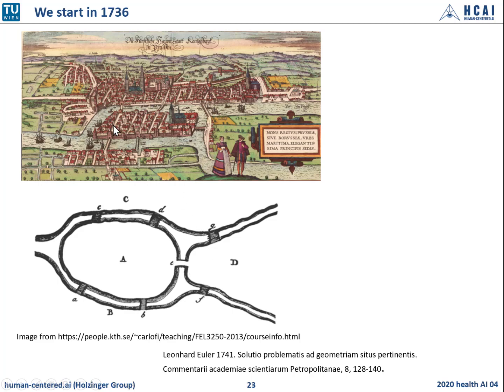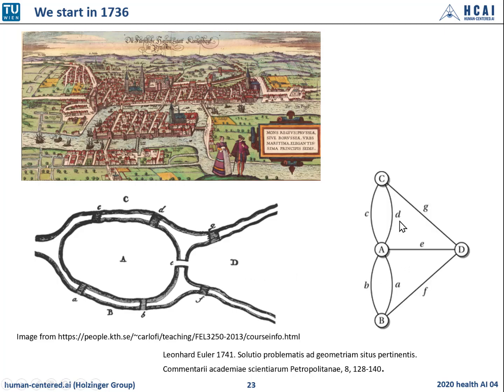The city of Königsberg in Prussia was set on the Pregel River and included two large islands that were connected to each other and the mainland by seven bridges: 1, 2, 3, 4, 5, 6, 7. The problem is to decide whether it is possible to follow a path that crosses each bridge exactly once and returns to the starting point. This is the birth of graph theory. And you see here the graph as drawn by Euler.